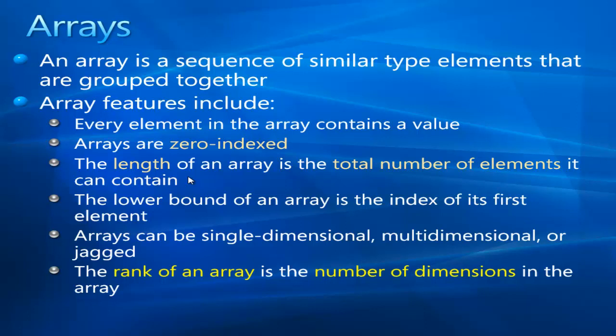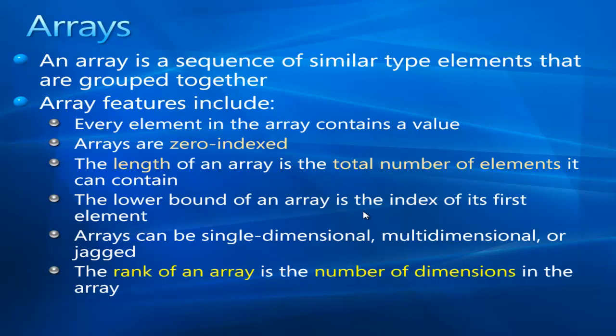The next one is the lower bound of the array is the first element, and the arrays could be single dimension, multi-dimension, or jagged array, like that of Java programming language. Depending upon the number of dimensions, you can say that the array is one dimension, two dimension, or has rank 1, rank 2, and rank 3.